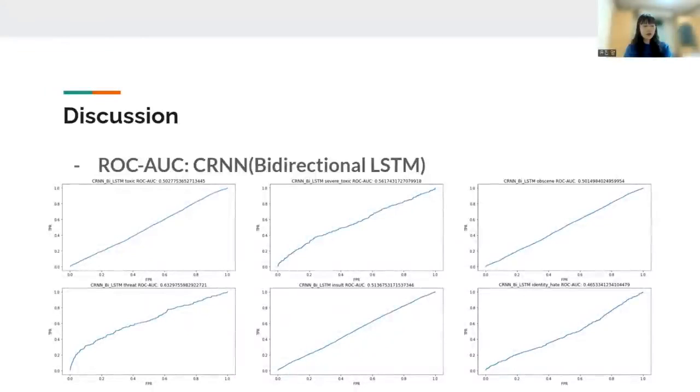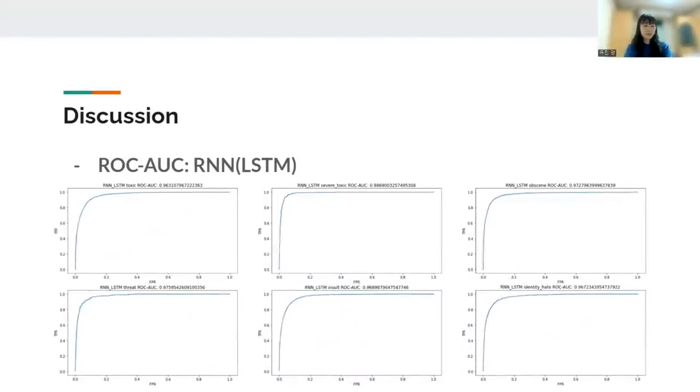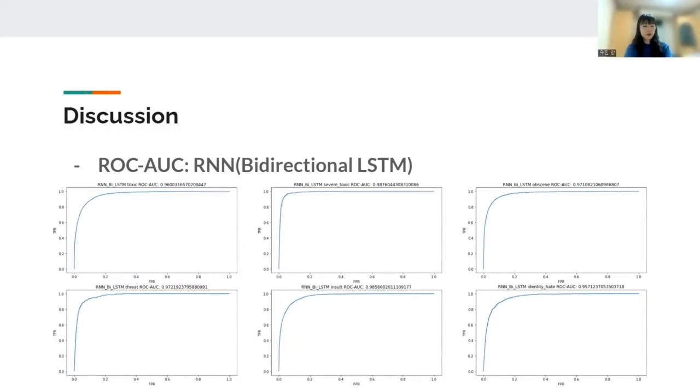CRNN, which has bidirectional LSTM, was the same, and the AUC of RNN model was quite high. Most of them are greater than 0.9 and close to the ideal case. Both the LSTM model and bidirectional LSTM model were good. LSTM's result was slightly higher than the bidirectional LSTM model.